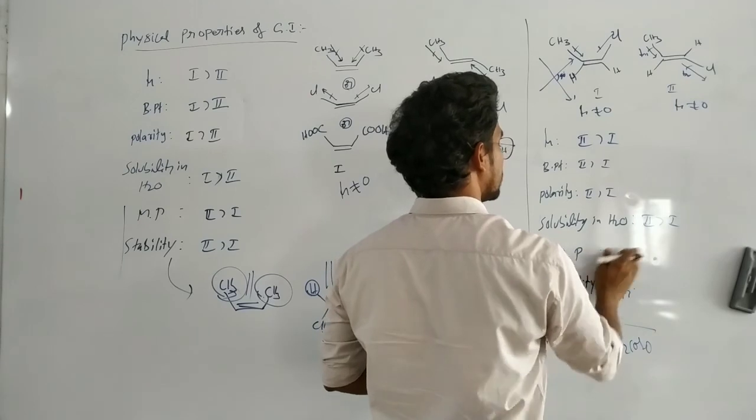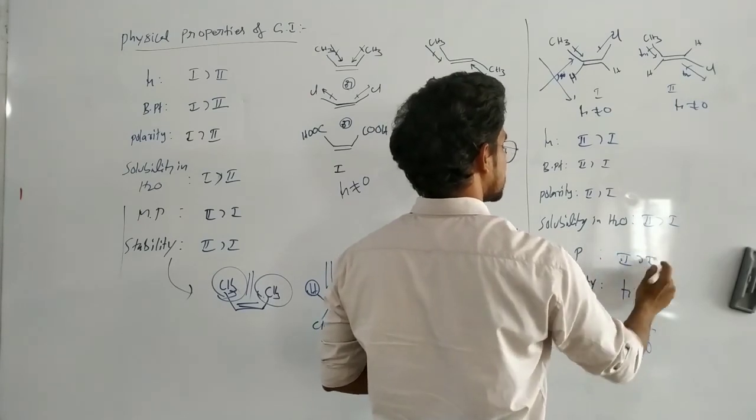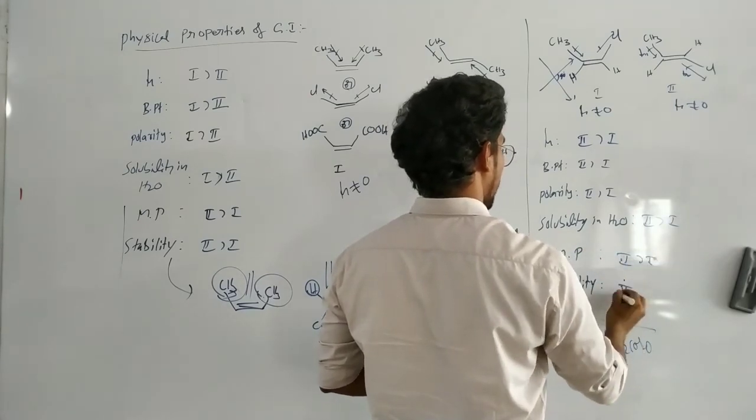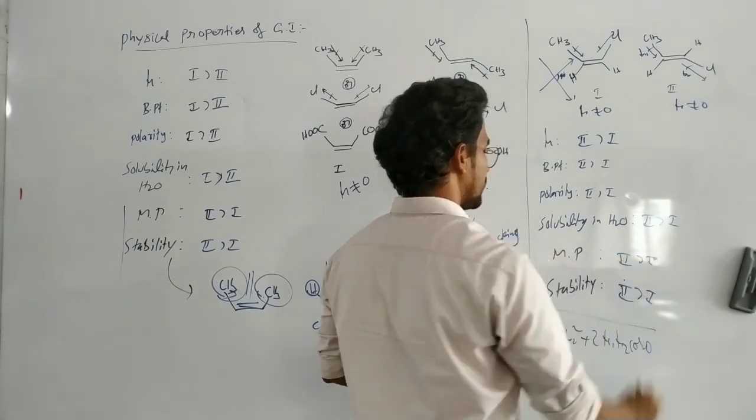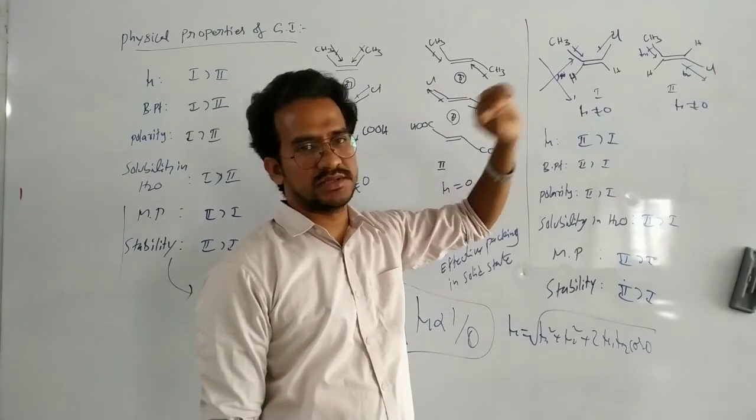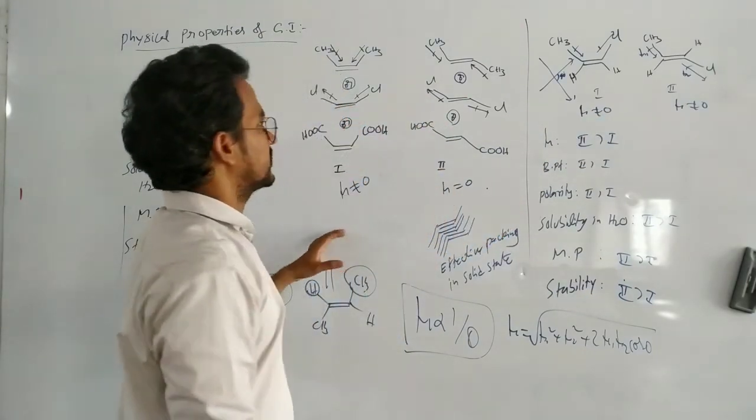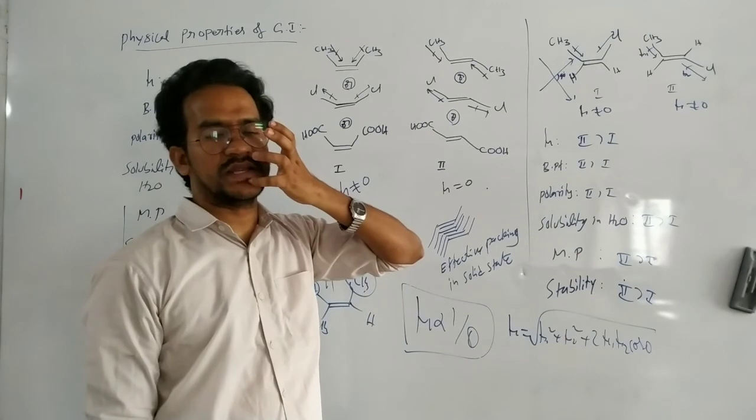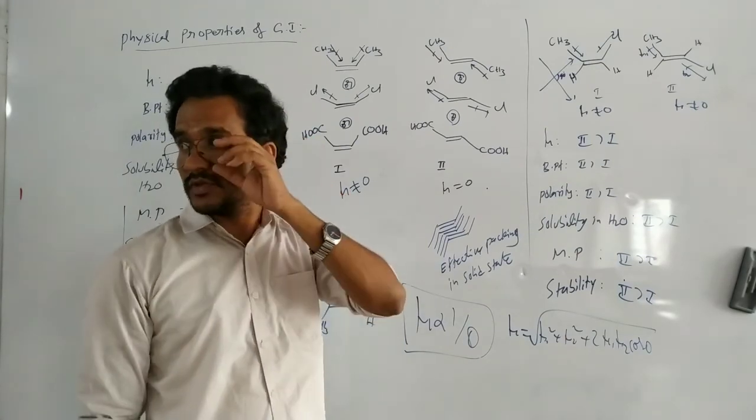Stability too: trans has a higher melting point and stability. All these properties hold for the trans. But it is different when similar groups are attached. That's it.